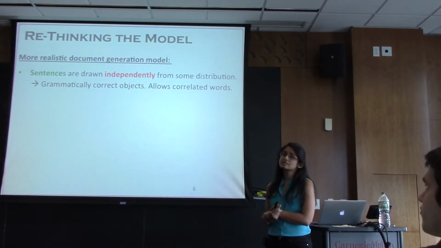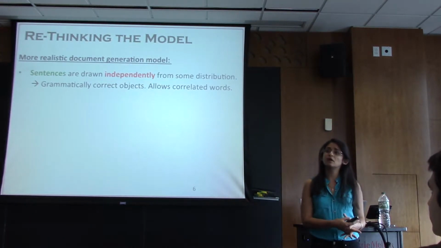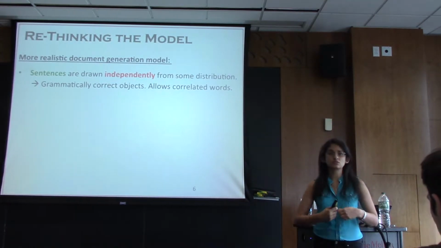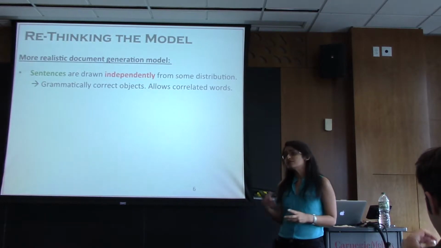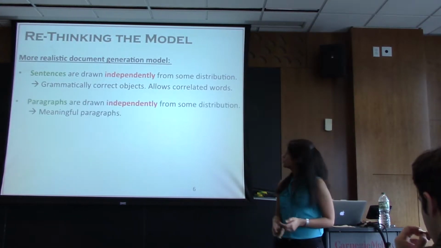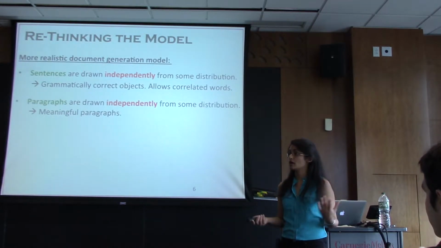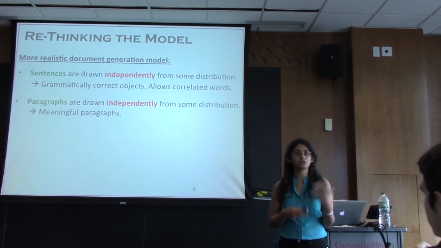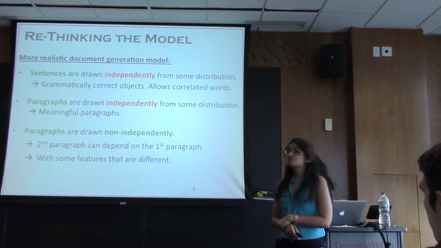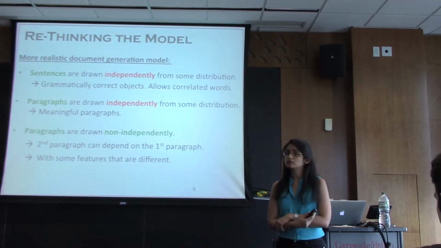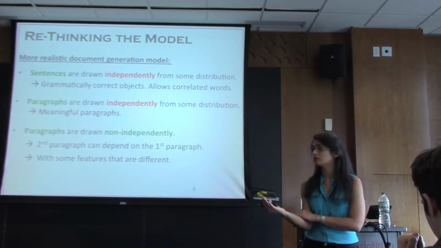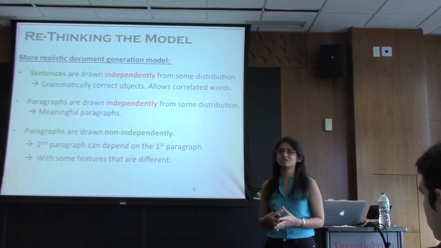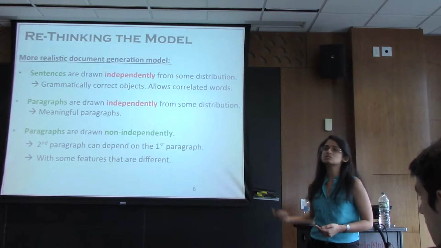And if we can work with sentences, we can assume that maybe we are writing a document by independently drawing sentences. So at least this has a correct grammatical makeup, and allows for those correlated words. Or we can go further and assume that paragraphs are being drawn at random. So at least the paragraphs are meaningful. You can talk about a subject matter. Or even better, we want to talk about paragraphs being drawn, but not necessarily at random. Maybe the second paragraph I'm going to write is going to depend on the first one, but it's going to have some extra information, and it's not going to be exactly the same thing. So this is what we want to do.